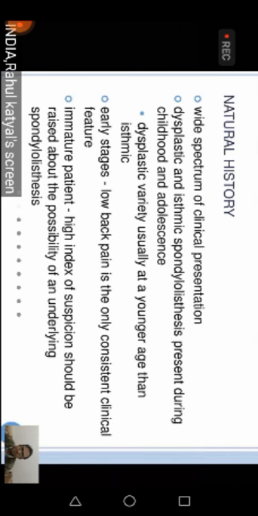In the early stages, the patient complains of low back pain. The most common symptom is low back pain, and sometimes it becomes more severe. So when we check the patient, we also need to take the history, and the most important thing in spondylolisthesis is the hamstring tightness, right?